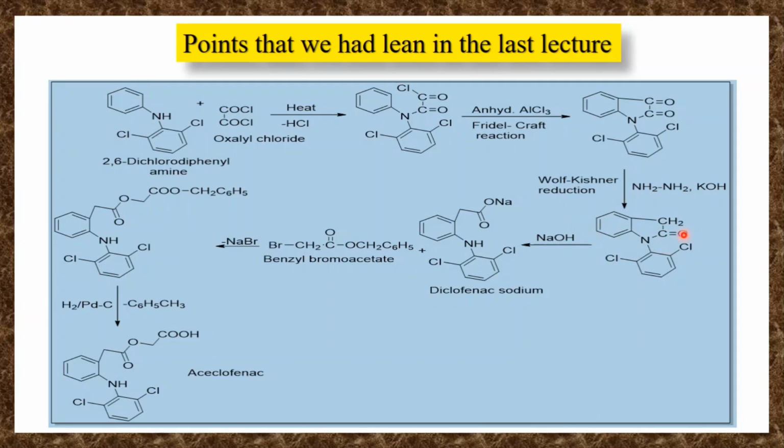This is called isatine. Then this isatine undergoes ring opening reaction in presence of NaOH, so this ring will open. Then the next step is that diclofenac sodium reacts with benzyl bromoacetate, and you will get this O-substituted product. This group will join to this oxygen. Then the next step is simply a hydrogenolysis reaction, the breaking of this O-C bond in presence of H2/Pd-C, and you will get your aceclofenac. So this is all about the synthesis of aceclofenac that we had learned in the last lecture.